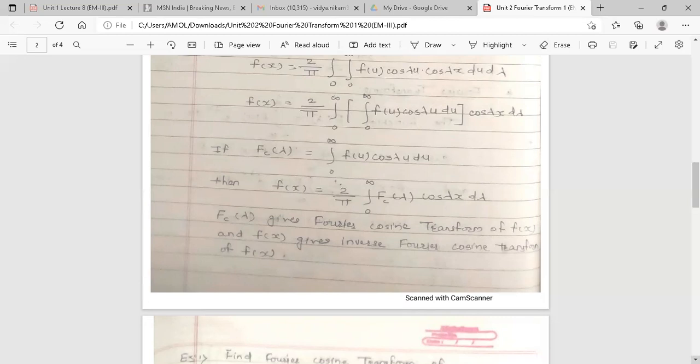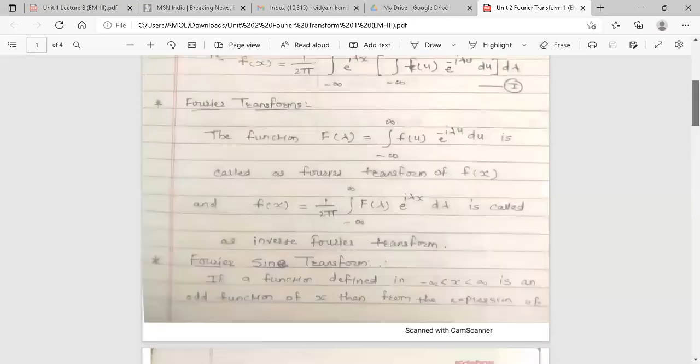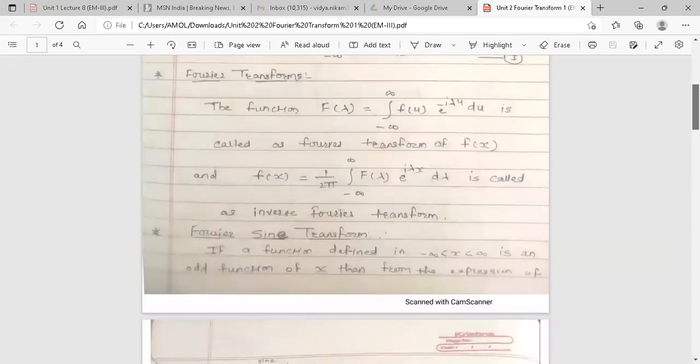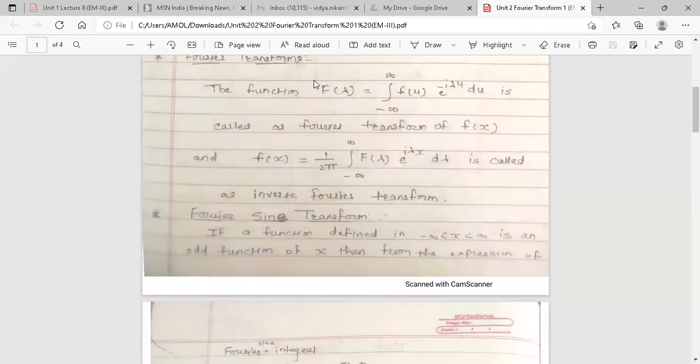Okay. Now the examples on Fourier transform. Here we discuss three results. First one is for a general function, which is neither even nor odd. For that function, the formula to find the Fourier transform is F of lambda equal to integration from minus infinity to infinity of f of u e raised to minus i lambda u du. Then the formula to find the inverse Fourier transform when it is neither even nor odd is f of x equal to 1 upon 2 pi integration over minus infinity to infinity of F of lambda into e raised to i lambda x d lambda.